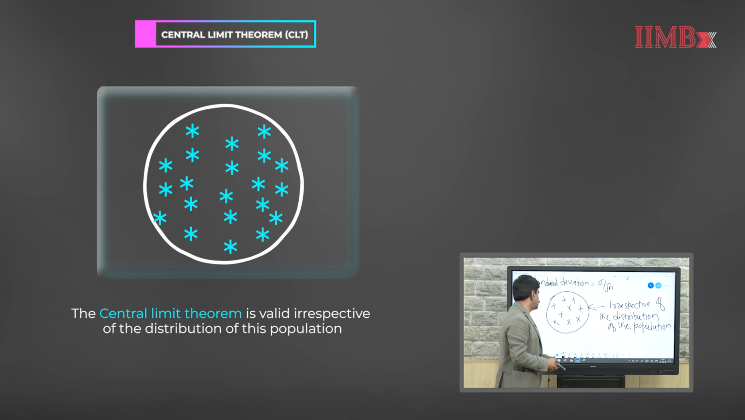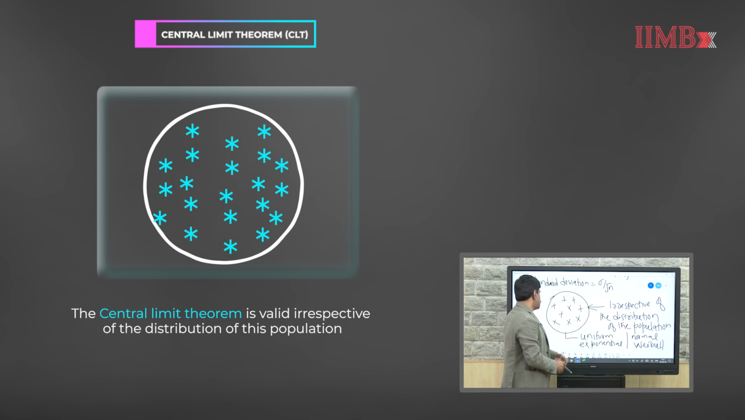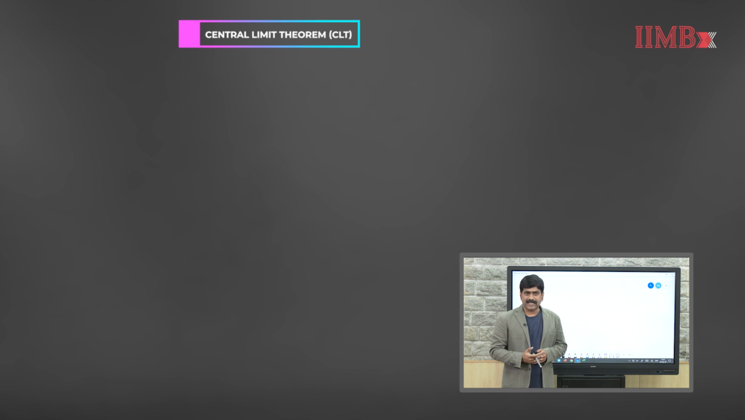What do I mean by that? The population may follow uniform distribution or exponential distribution or normal variable, and so on. Irrespective of the population's distribution, the result is valid. That is, the sampling distribution will follow a normal distribution with mean mu and standard deviation sigma divided by under root n. There are different versions of central limit theorem.